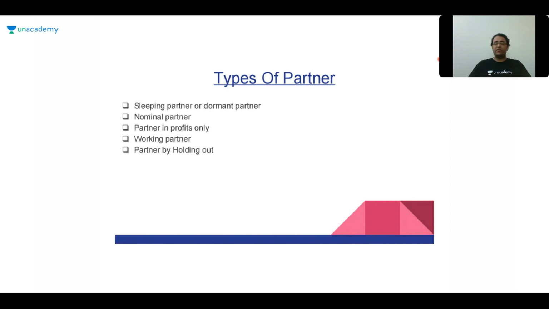A partner in profits only is a person like a minor who cannot be a partner, but he is a partner only in the profits of the firm. In case the partnership firm makes a profit, then he gets his share. If the firm does not make a profit, he does not get his share.